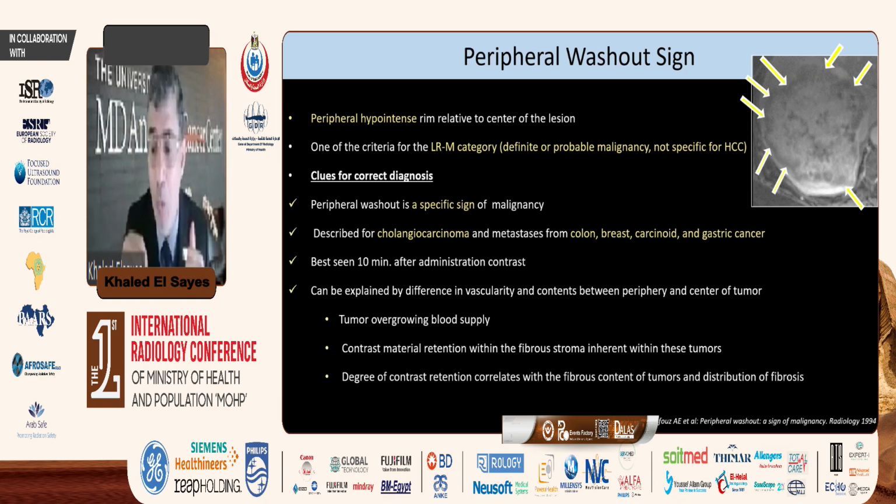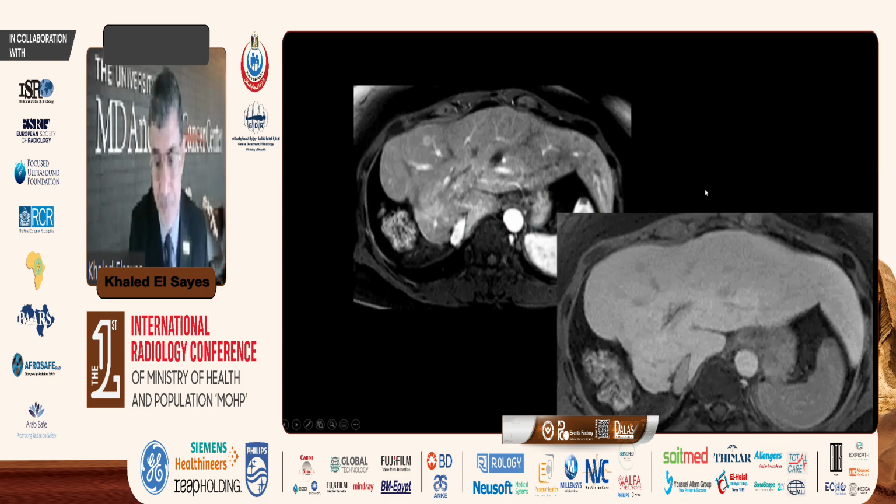So if it's peripheral washout, it will be indicative of LR-M, guys. Malignancy, not specific for HCC. It's probably different from HCC. In this case, it was cholangiocarcinoma, and we need to know why we are saying that the major feature is non-peripheral washout, because peripheral washout indicates something else, like cholangiocarcinoma, like metastatic deposits, like what we see here in this case of cholangiocarcinoma on top of a cirrhotic liver.